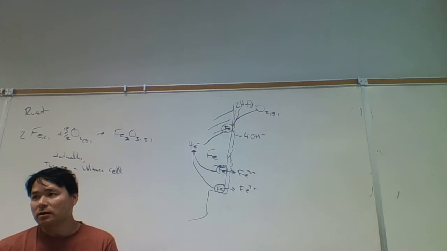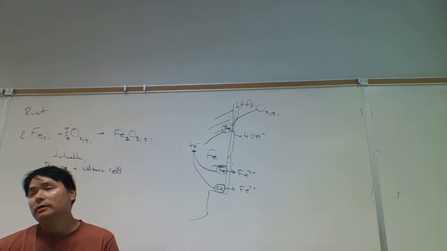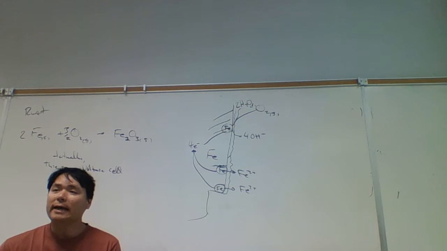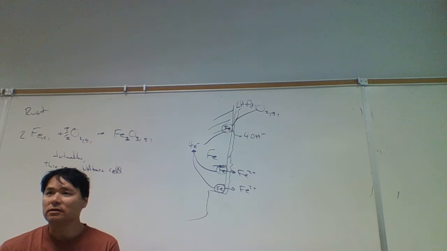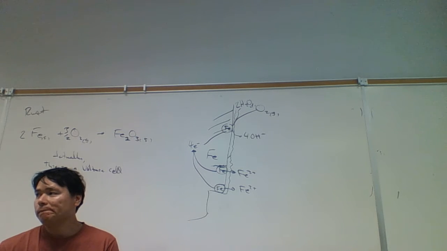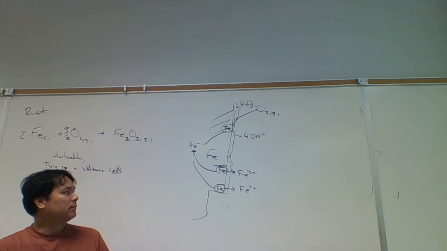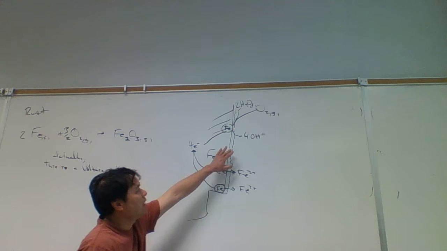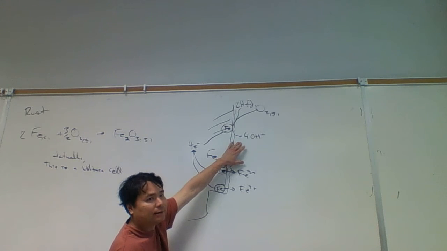What moves faster, hydroxide or iron 2? Well, it's like diffusion. If you're looking at gaseous species, what moves faster? Do you guys remember diffusion? The rate of diffusion is equal to the inverse of the square root of the molar mass. And so diffusion depends on the mass. So hydroxide is a lot less massive, a lot lighter, so it moves faster.